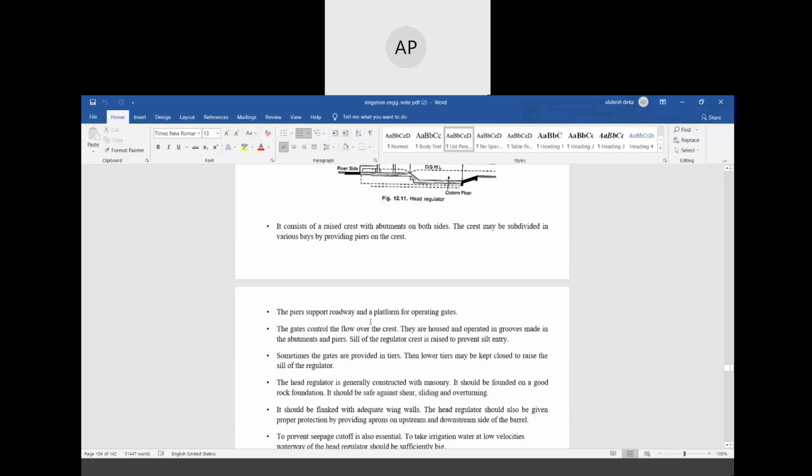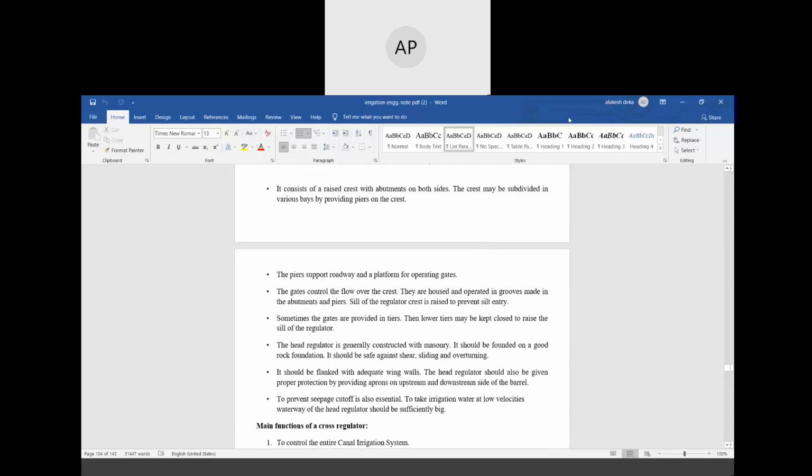Another function: it consists of a raised crest with abutments on both sides. The crest may be subdivided in various ways by providing piers on the crest. The piers support a roadway and a platform for operating gates. The gates control the flow of water over the crest.